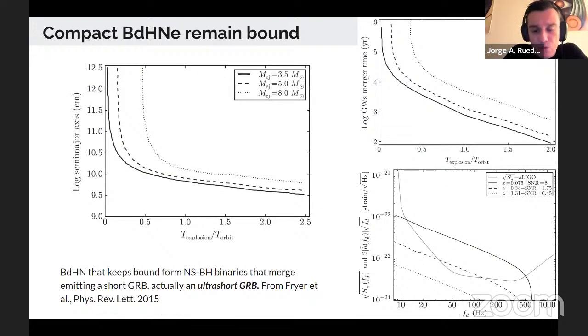Then we show that for the most compact binaries, they don't only form a black hole, but they can remain bound. Laura mentioned that in her talk yesterday afternoon. So this BdHN type 1, in which you form a black hole, most likely keeps it bound as a neutron star-black hole binary. We estimated the merger time. This was the merger time for what we call the ultra-short GRB.